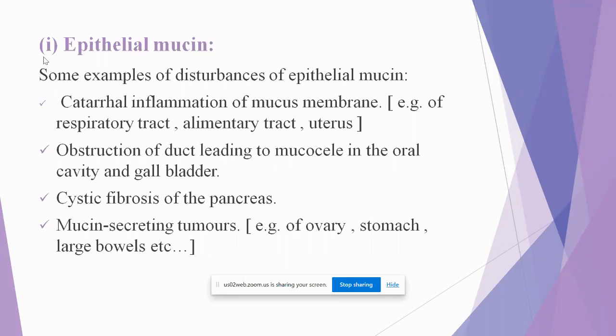Then the next one is cystic fibrosis of the pancreas. Then the next one is mucin secreting tumors, for example of the ovary, stomach, large bowel, etc. Okay, these are the epithelial mucin.